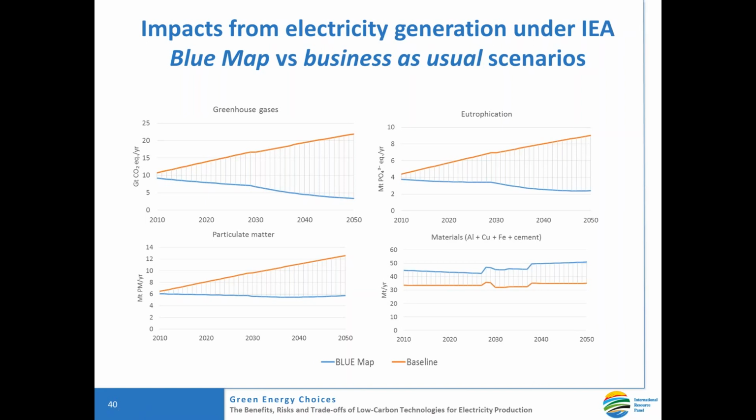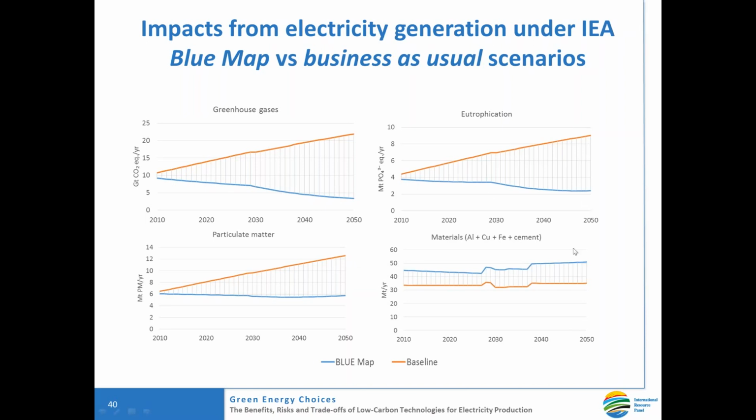For other indicators, we see actually a similar pattern. For eutrophication, we see a continued increase of emissions of eutrophying substances with the baseline scenario. Those are substances that contribute to algal blooms and water pollution, and a reduction of those substances with the Blue Map scenario. And for particulate matter, we see that emissions of particulate matter precursors are stabilized under the Blue Map scenario, but continue to increase and double on the baseline scenario.